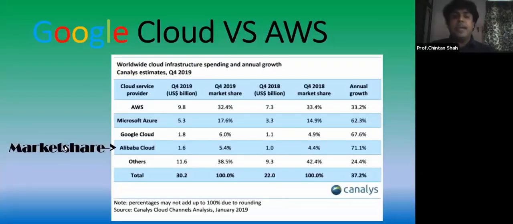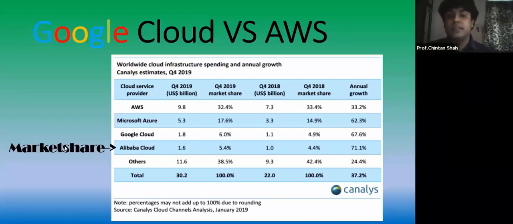So let me start my comparison by seeing the market share. As per the Canalys Cloud Channel Analysis, this is the analysis that has come into the picture. If I compare in terms of market share, AWS has the maximum market share of 32.4%, as you can see. But at the same time, the market share of Google Cloud is 6%. So obviously, in terms of market share, AWS is a clear winner.